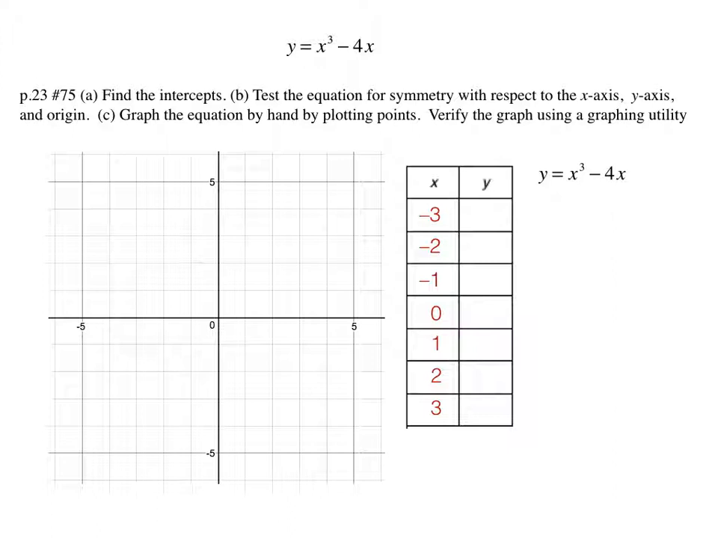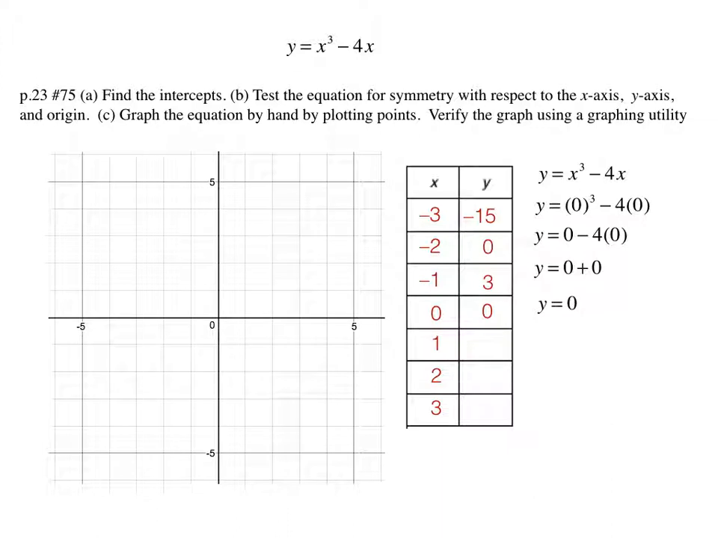And here's our function. We're going to substitute -3 in place of x, and our y value is -15. So I know this graph goes through the point -3, -15. Now we'll put -2 in place of x, and the corresponding y value is 0. That's one of our x-intercepts. We'll put -1 in place of x, and my y value that corresponds is 3. When I put 0 in place of x, I get 0 for y, so this graph will go through the origin.